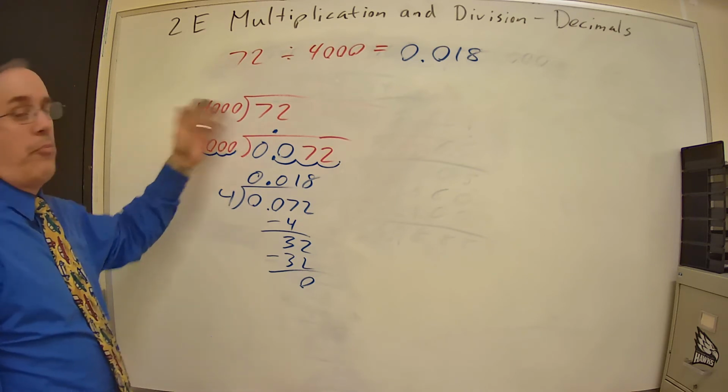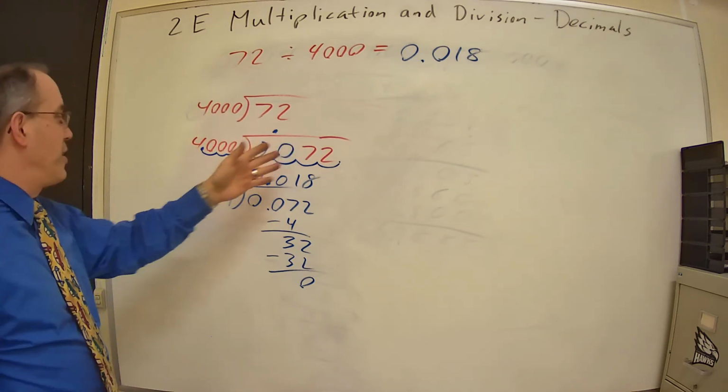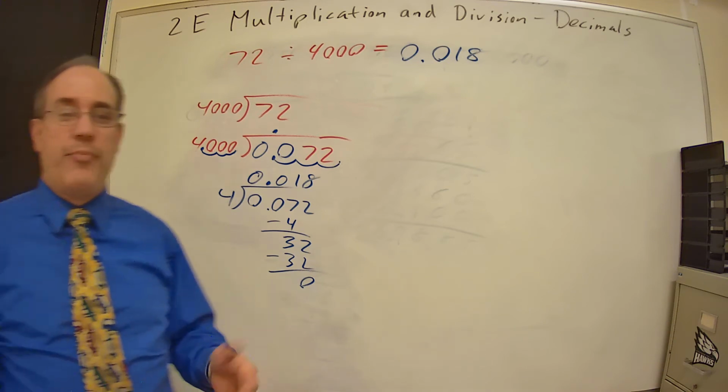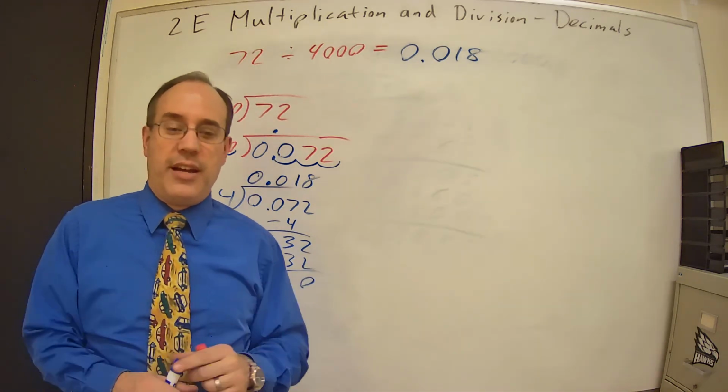So it's a little trick that we can use to divide by large numbers with a bunch of zeros. We can move that decimal point over just like we did when playing with decimals. So, like I said, a little side trick.